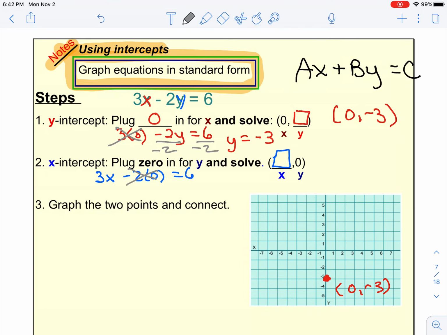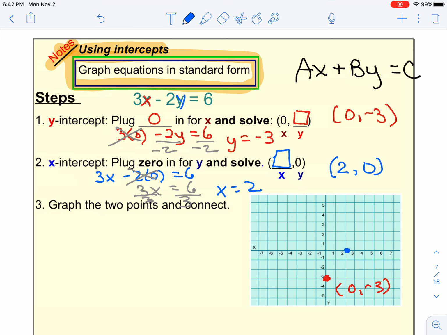And again, what happens when you have negative 2 times 0? That's just 0. So 3x minus 0 just becomes 3x equals 6. Now divide by 3, and that gives you your x value is 2. So that means it's going to cross the x-axis at 2 right here, and that is the ordered pair 2, 0. So all I have to do is plug 0 in for x, find the y value, and write that ordered pair, and do the same.